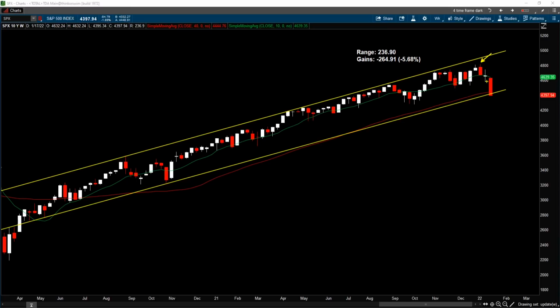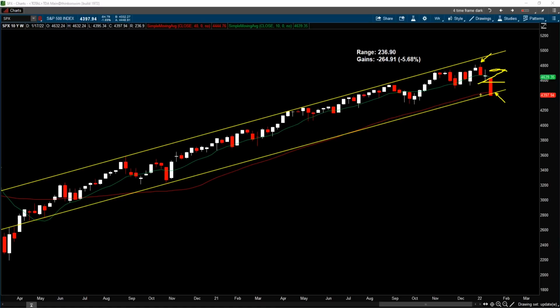Remember the previous video, we were talking about this level here, and since it is still inside of this channel, looking at the weekly basis, the trend was still considered to be up. And now we are seeing the S&P 500 coming down to this lower boundary of this price channel that we've been watching for quite a while now.